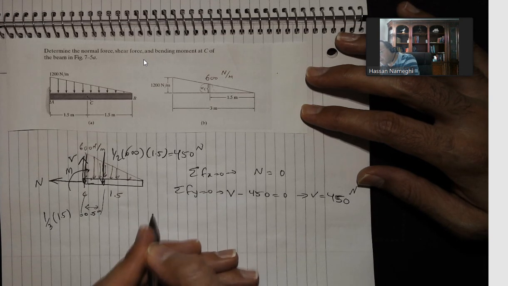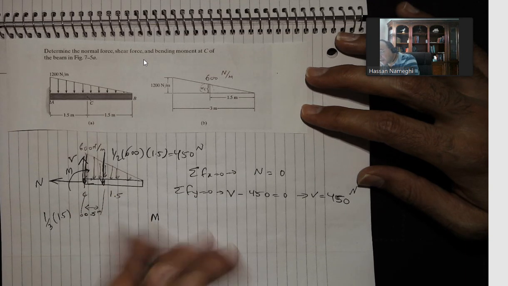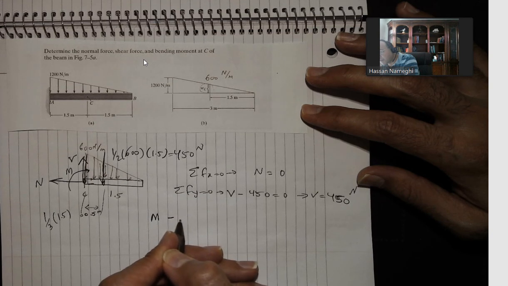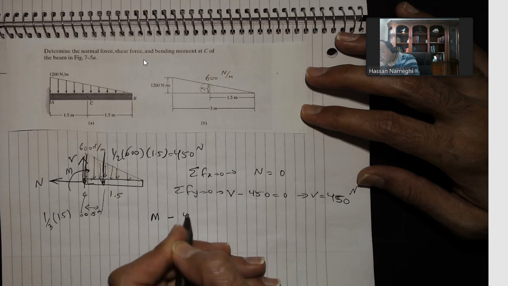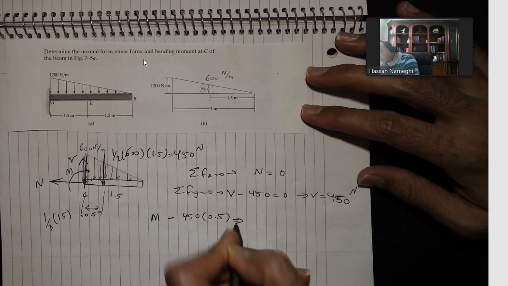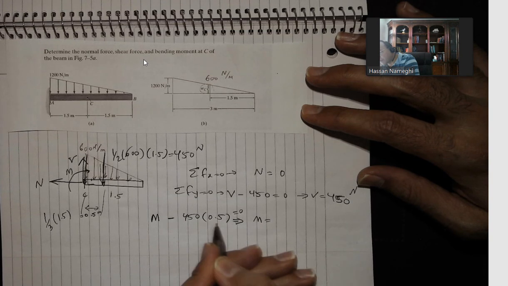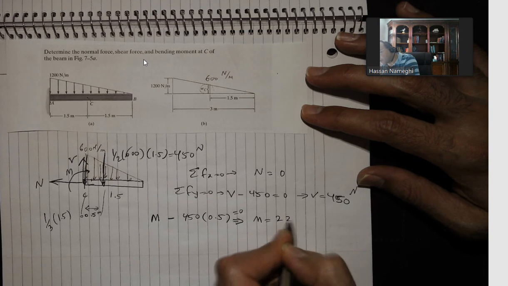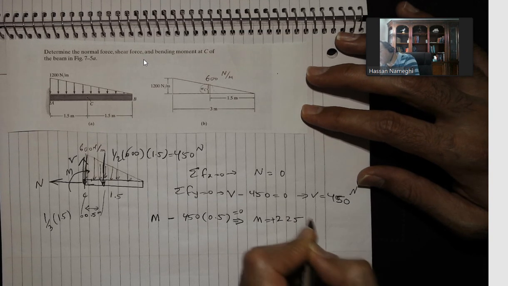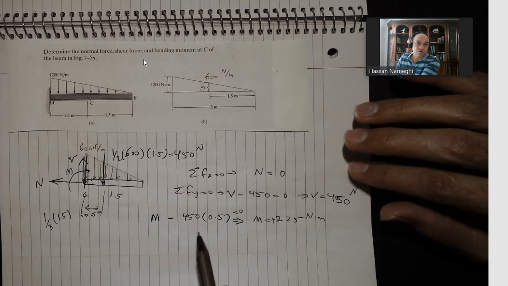So we have minus M. Again, either I use minus M or just M the way it is. And 450 is going to go clockwise. Minus 450 times 0.5, the answer for this equal to 0. M is equal to 450 times 0.5, which is 225. The positive 225 Newton meter. That's how we calculate internal forces.